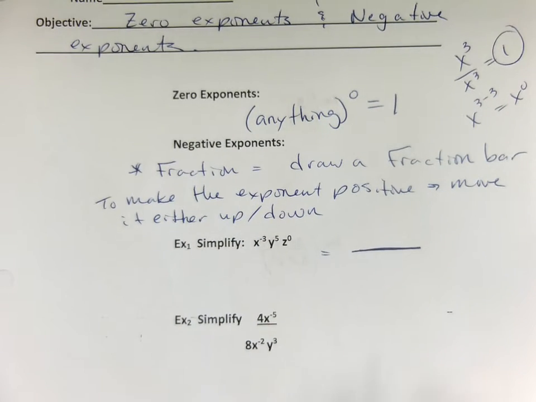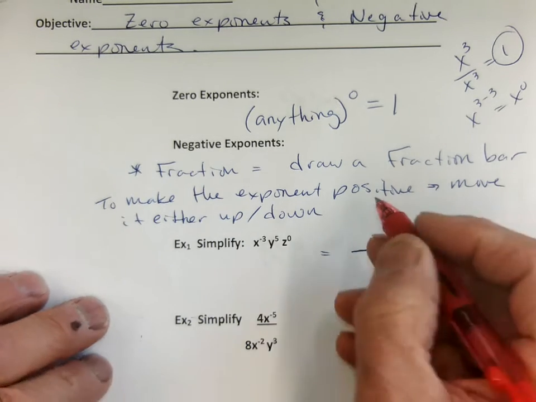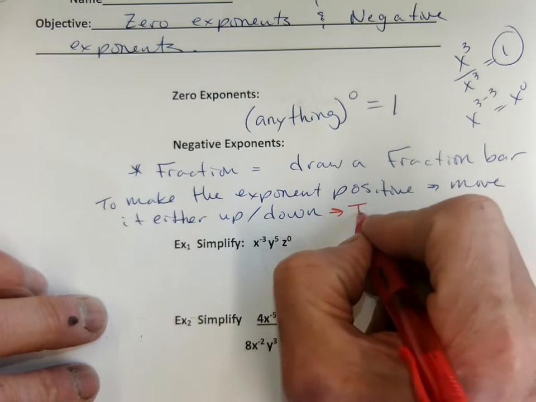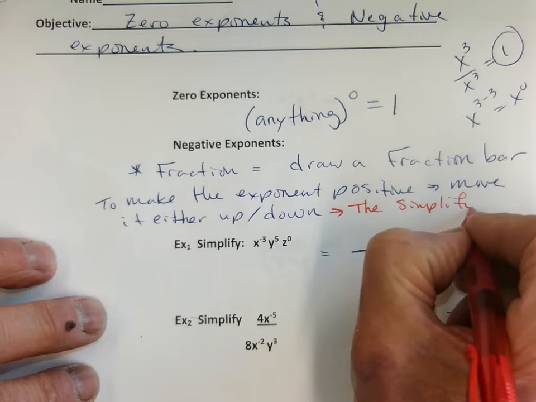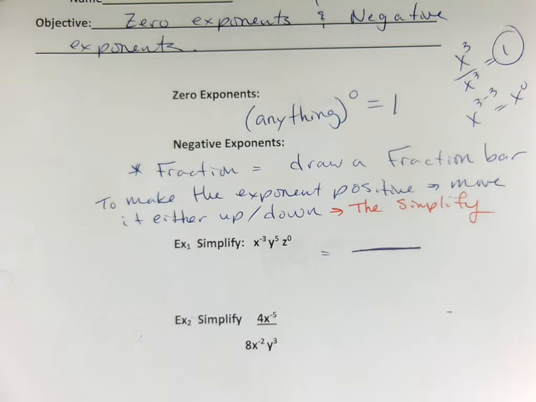So it's not that hard. When you see a negative exponent, just say, okay, Mr. Davies said just move it. Just move it. Either move it down or move it up. And then we simplify. Okay? All right. And I don't want to go too fast. I'll wait for you.